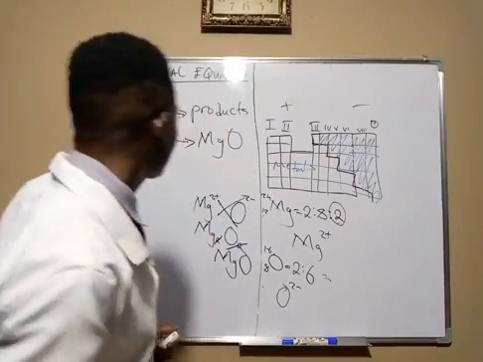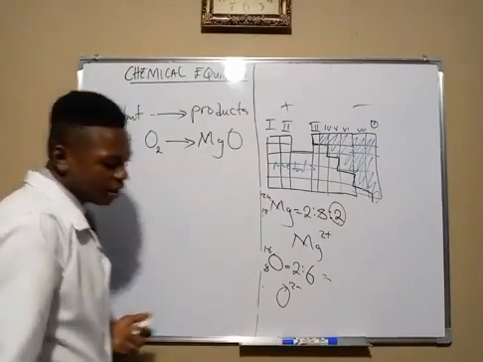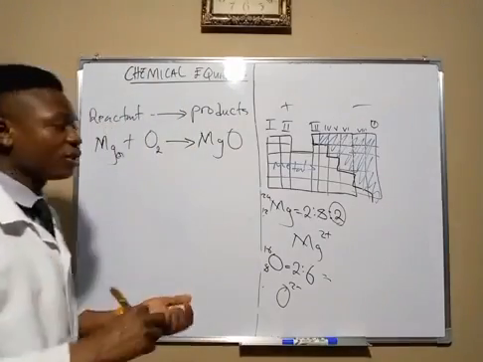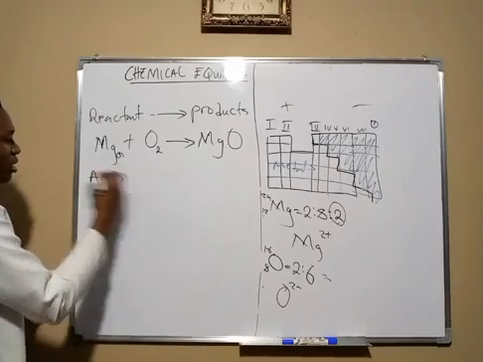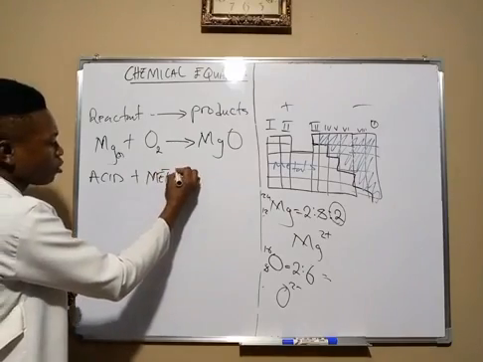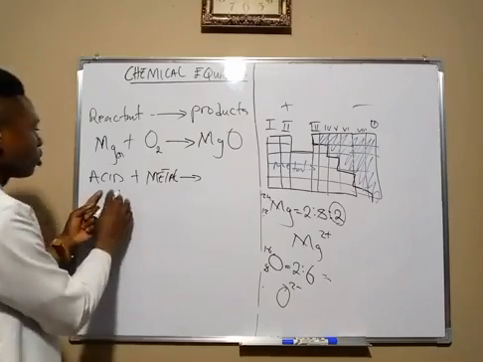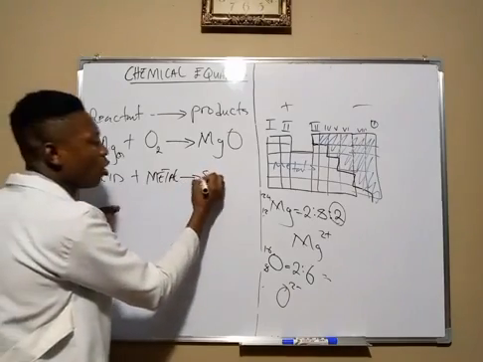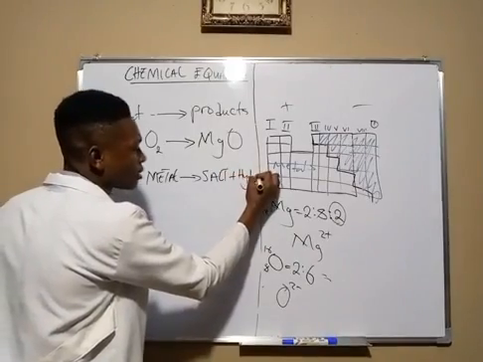So let me show you another one. There are a lot of reactions that we are going to talk about. The other reaction that we can talk about here is that an acid will react with a metal. So when an acid reacts with a metal, it will form salt plus hydrogen gas.